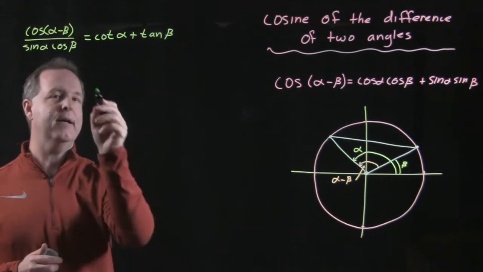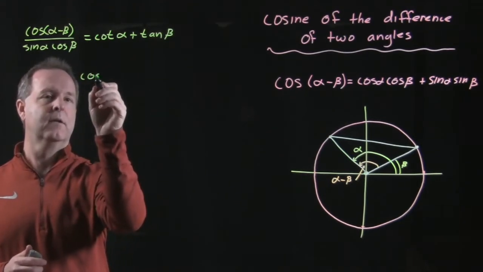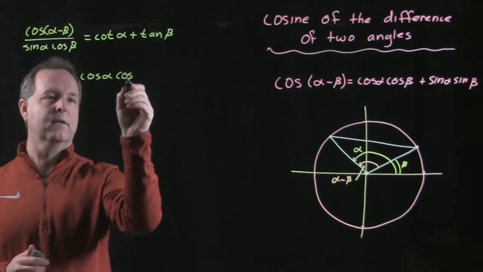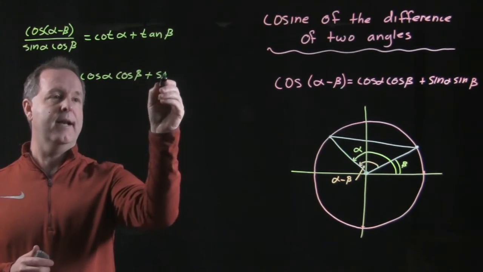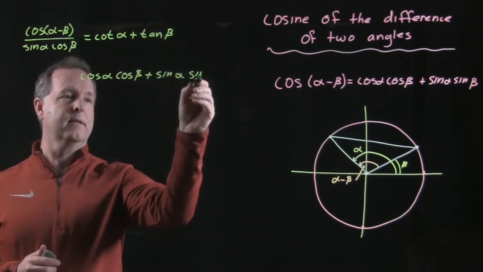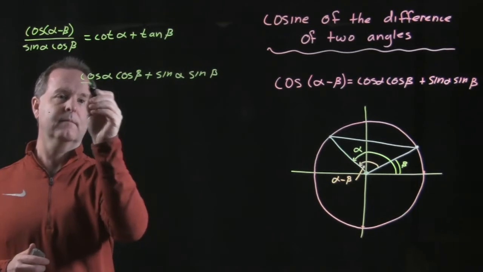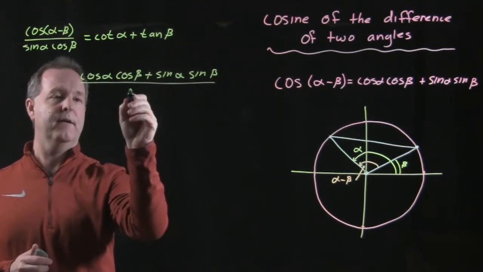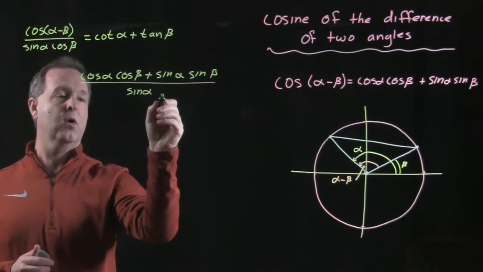Cosine of alpha minus beta equals cosine alpha cosine beta plus sine alpha sine beta, and that's all over the sine of alpha cosine beta.